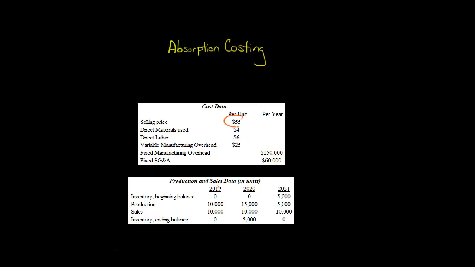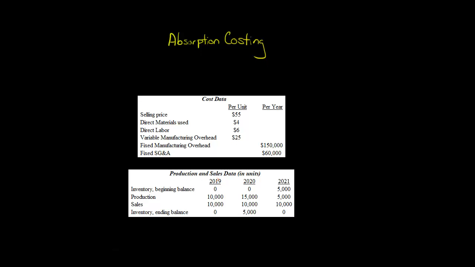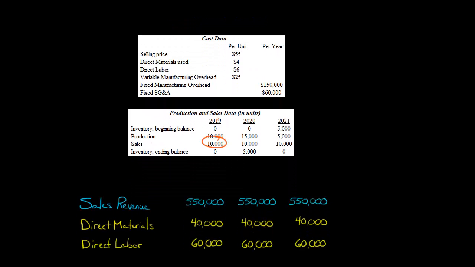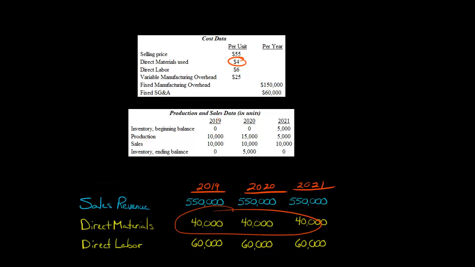So for example, revenue for each period will be $550,000, and that's just $55 times 10,000 units sold. And so we see sales revenue of $550,000 every period. Let me just put in the years here: 2020, 2021. Then if you look at direct materials, it's $4 a unit, 10,000 units sold in each period. So each period that is going to be $40,000.